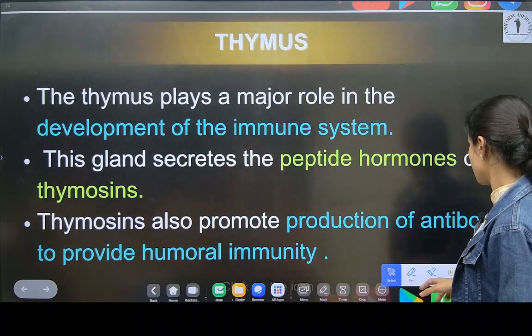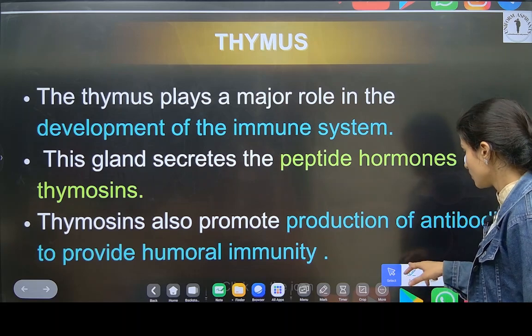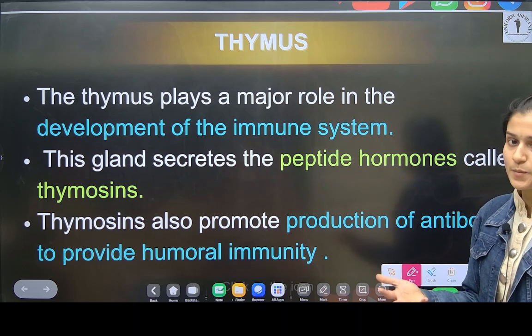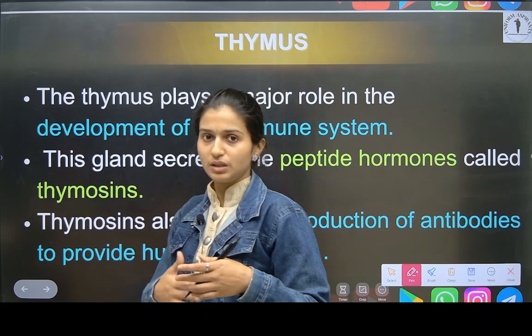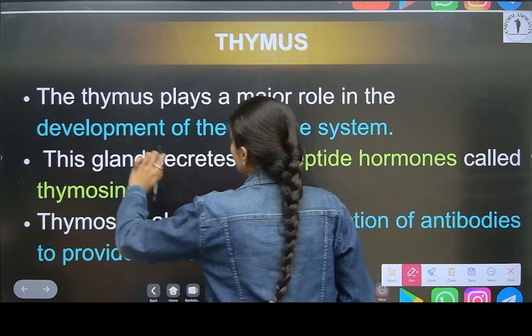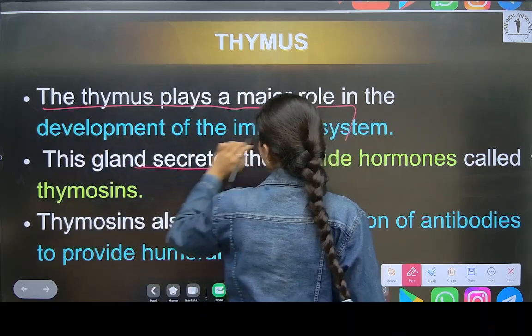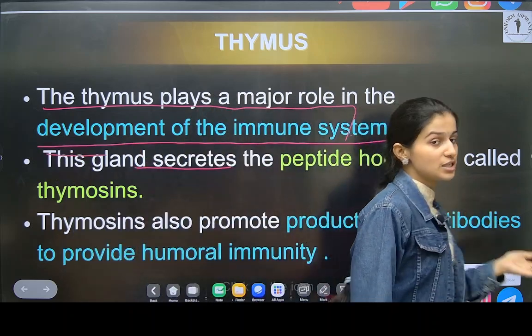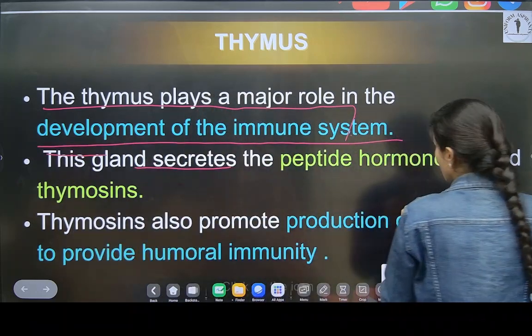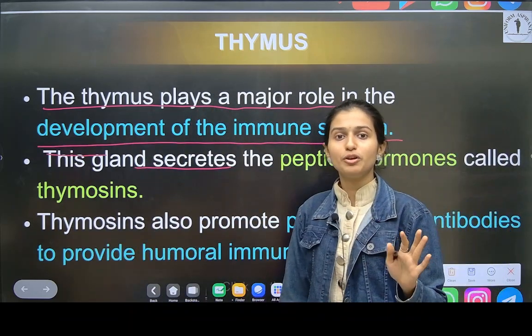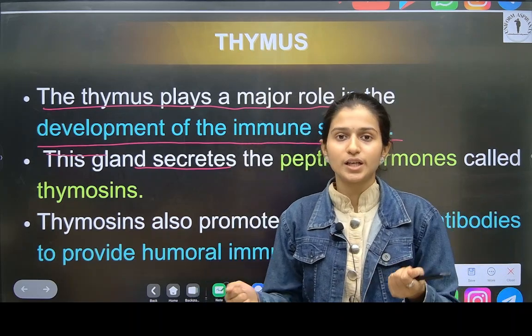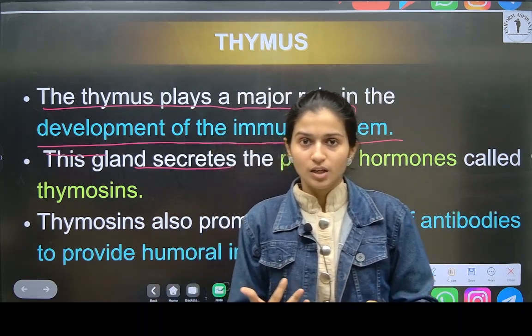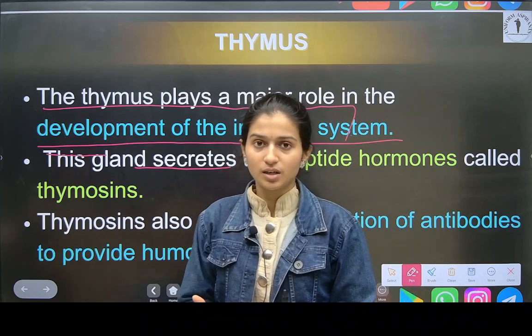And now the thymus. Thymus is present near the chest, the lower chest you can say. The thymus plays a major role in the development of the human immune system. This is very important. The immune system helps in fighting with foreign material which is coming into our body, right?